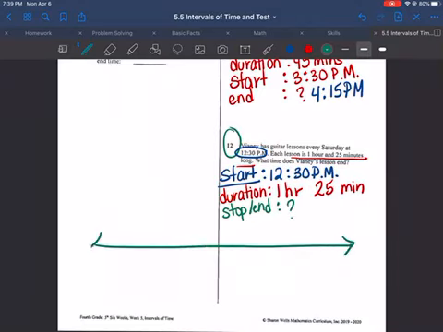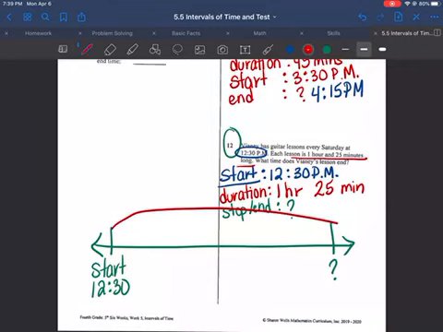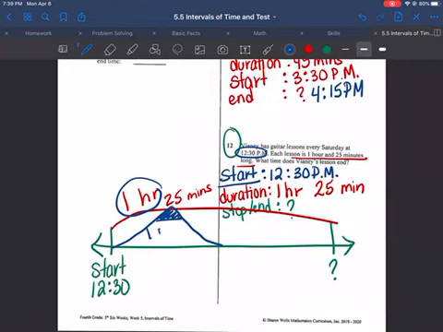So I'm looking for my end time. So I'm gonna go ahead and do my number line. My start is going to be 12:30. And my end, I do not know, but I do know that it took a total of 1 hour, 25 minutes. So right away, I'm going to jump the easiest, which will be the hour. So I'm going to go ahead and do a big mountain. That is 1 hour. So if I'm at 12:30, I would end up at 1:30.